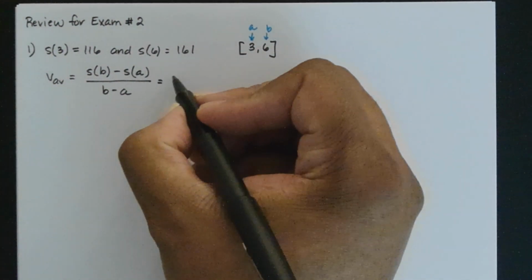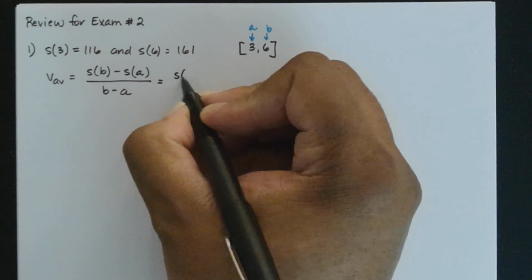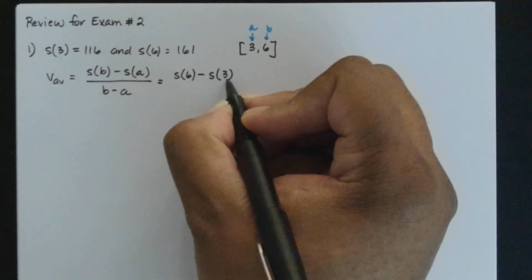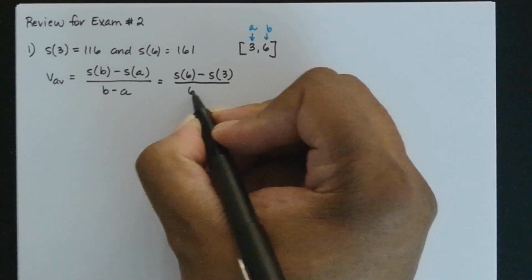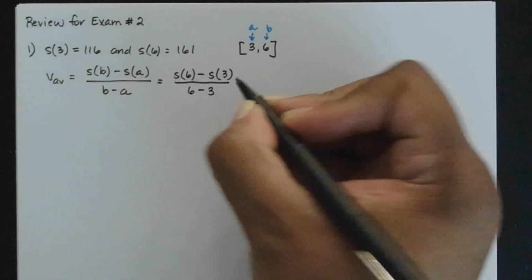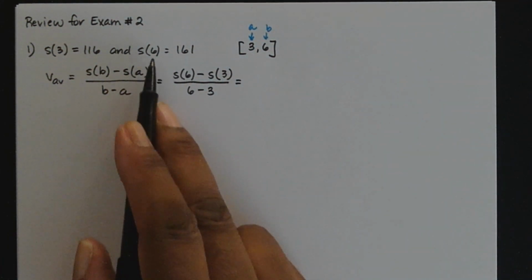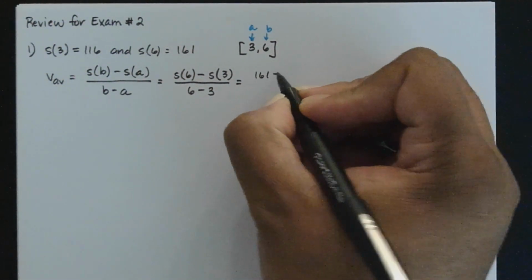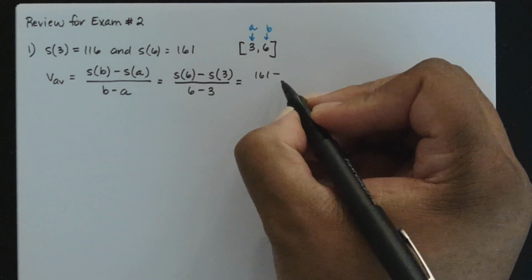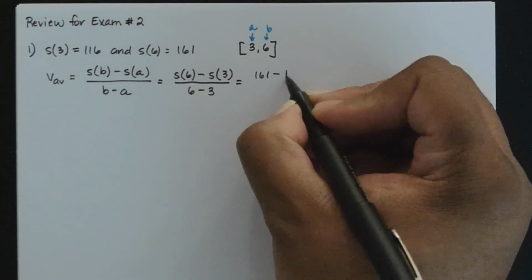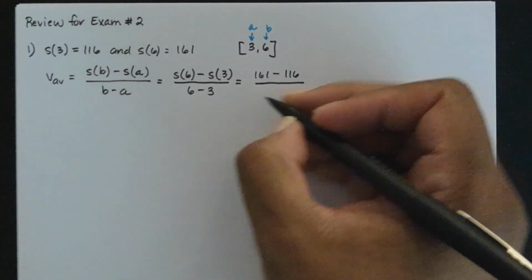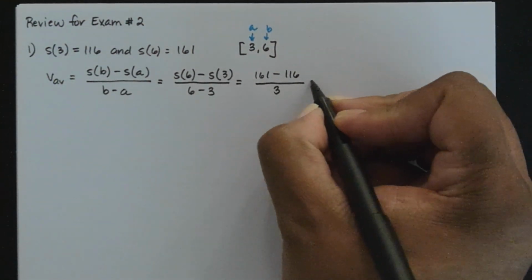So if we simplify that, that's just going to be S of 6, because that's what B is equal to, minus S of A, and A is 3. All that's divided by 6 minus 3. Well, S of 6, that's given to be 161, minus S of 3, that's 116, over, and I'll go ahead and do 6 minus 3, which is 3.